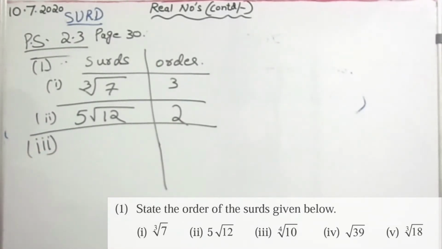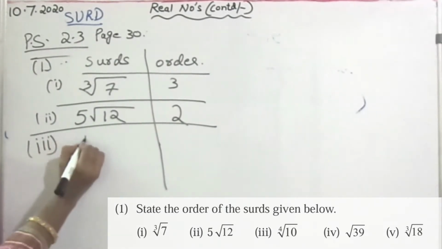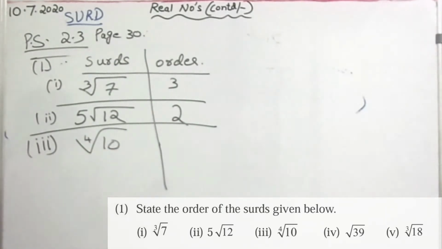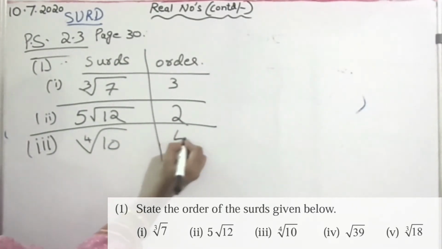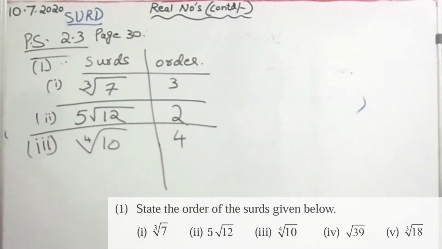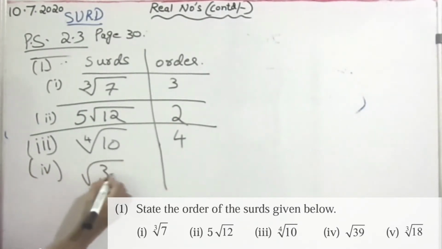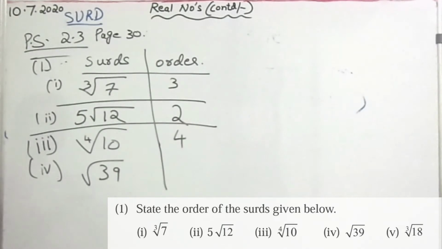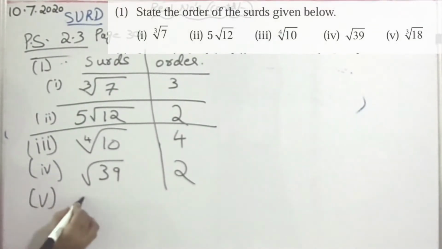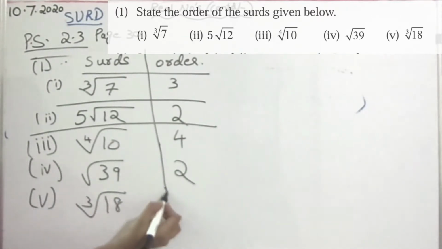Third one, 4th root of 10. Come on, tell me what is the order? Yes, correct. You have identified it correctly. Inside the basket, 4. Fourth one, root 39. What is the order? There is nothing mentioned, so it means the square root. Square means 2. The order is 2. The last one, 5th one, cube root of 18. What is the order? What is there inside this basket? 3. So, order is 3.